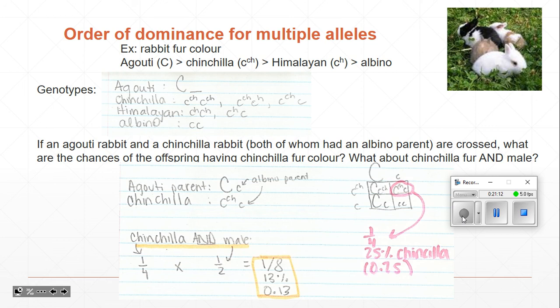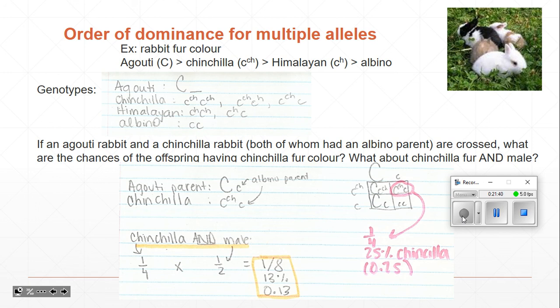So I set up my Punnett square like this. I find that one of the 4 boxes gives me chinchilla fur color. The first box does not give me chinchilla, even though I have that allele, because I also have an agouti allele there, and it is more dominant. So even though the chinchilla allele shows up, that's not the phenotype the organism's going to have. So I got 1 out of 4 chances, or 25% or 0.25, of having chinchilla.